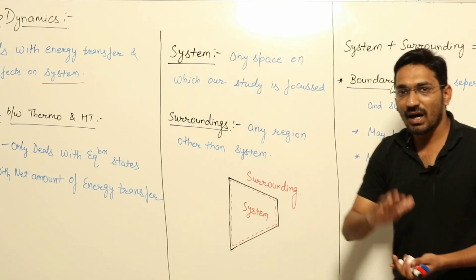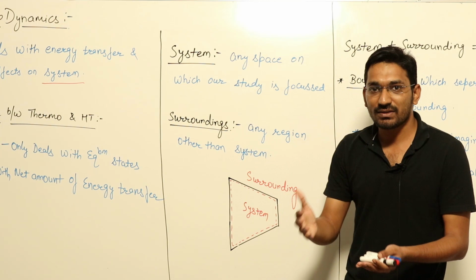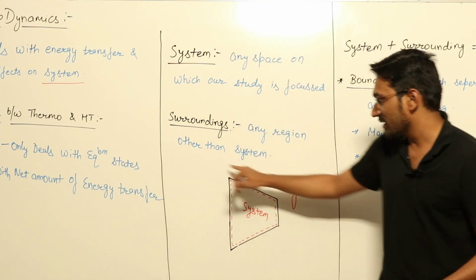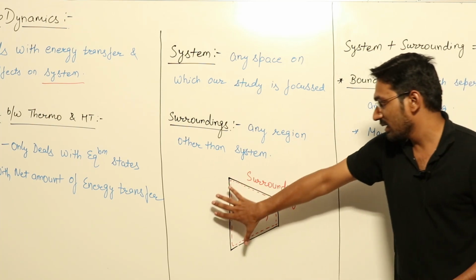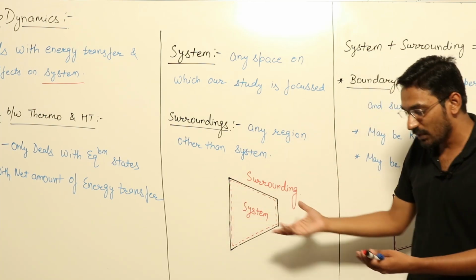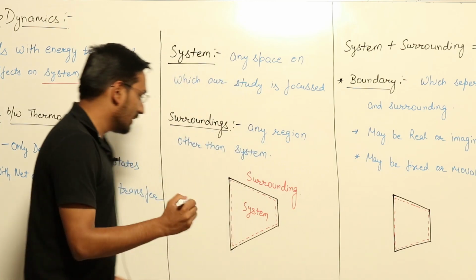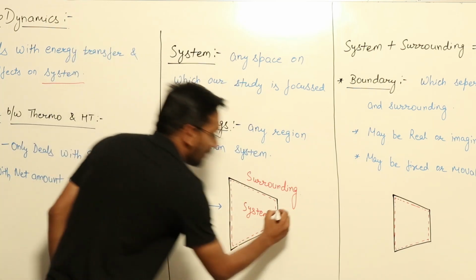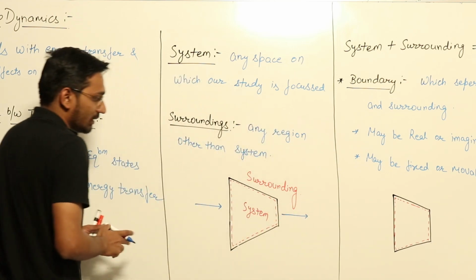Surrounding is any other region, any other space outside the system. So if this is an example, a container, or a nozzle, and suppose from here some gas is coming in and from this point gas is coming out, right?